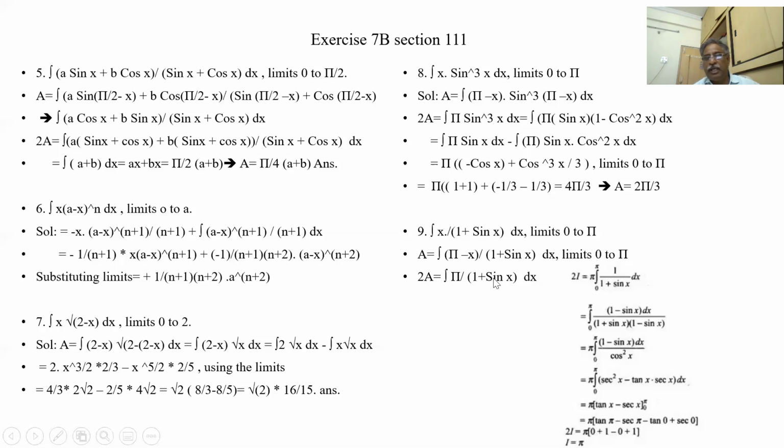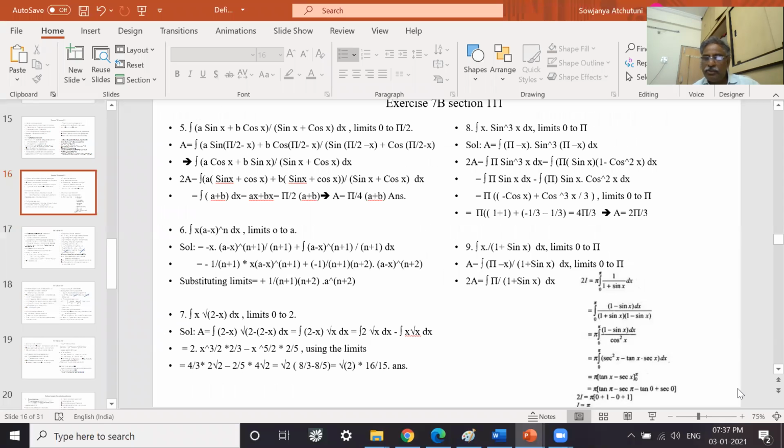I can use it as tan x by 2, or this is another way. I multiply both by 1 minus sin x by 1 minus sin x. So this will be cos square x. So 1 by cos square x is secant square x. Sin x by cos square x is tan x secant x. So this is a tan x integration, and this is a secant x integration. So when I apply the limits, I am getting I is equal to pi.